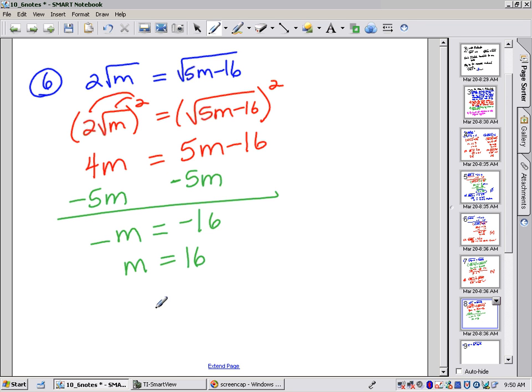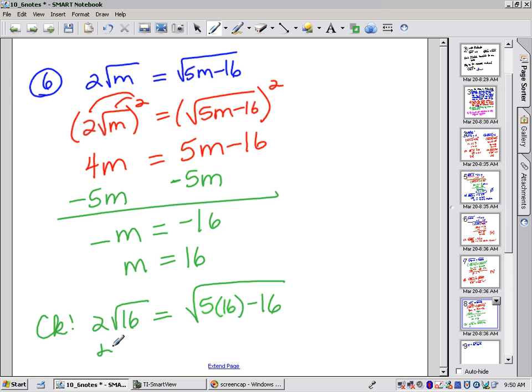So our check, we're looking at, does 2 times the square root of 16 give us the same thing as the square root of 5 times 16 minus 16? So this is 2 times 4, which is equal to 8. This is, what? 5 times 16 is 80 minus 16, which is really the square root of 64, which is 8, so that checks. 16 is the solution that we need. Okay.